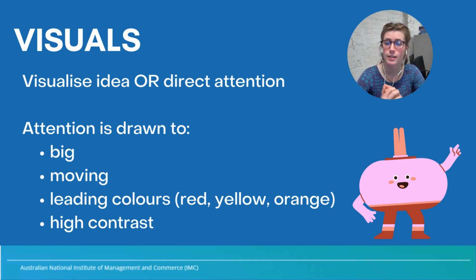Scientifically, our attention is drawn to things that are big, things that are moving, things that are in leading colours, so that's warm colours like red, yellow, and orange, and things that are high contrast. So when we see things like this, we're going to pay attention to that especially, and so we need to use that selectively and to our advantage.